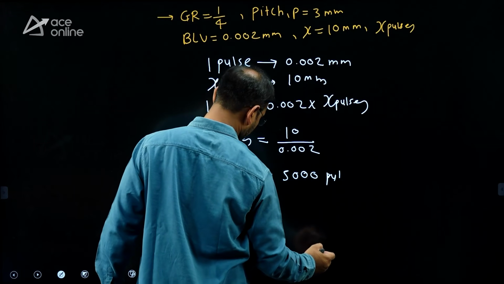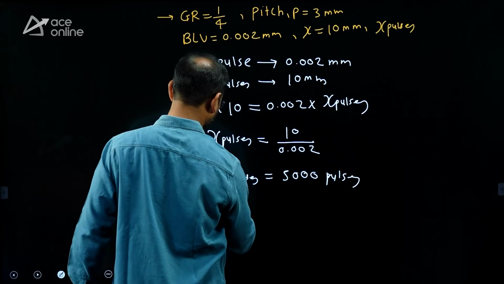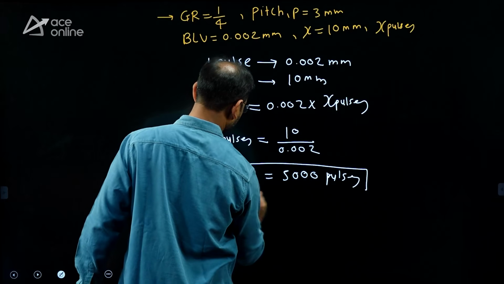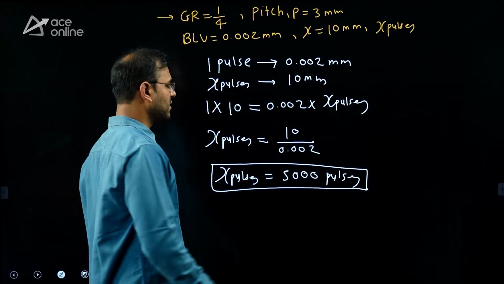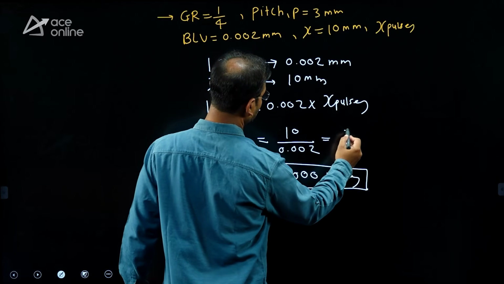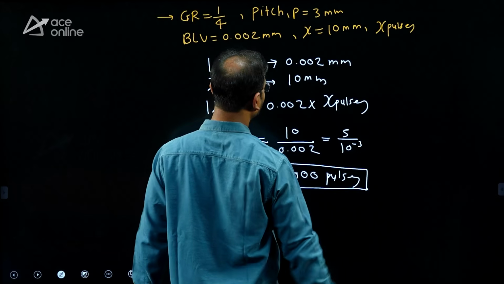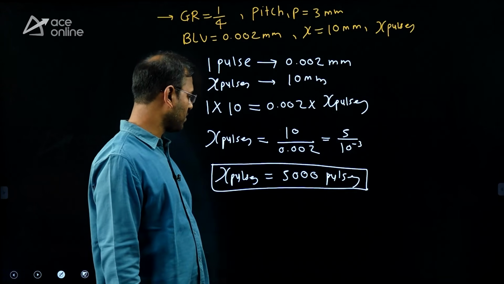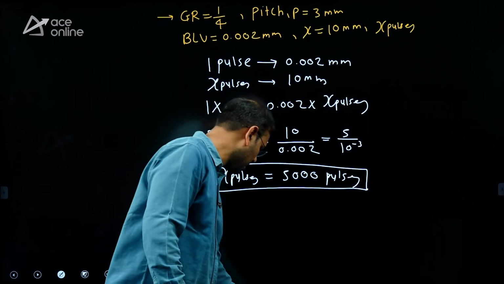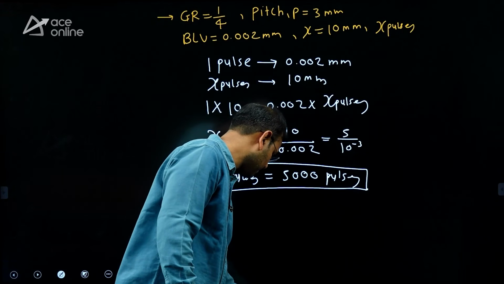5000 pulses, not 500, 5000 pulses. Do the calculation here. It is 2 into 10 raised to minus 3, so 10 divided by 2 into 10 raised to minus 3, that is 5 divided by 10 raised to minus 3. Then minus 3 will go to the numerator, giving 5 into 10 raised to 3. That is 5000 pulses, the correct answer. Okay, complete these, guys.